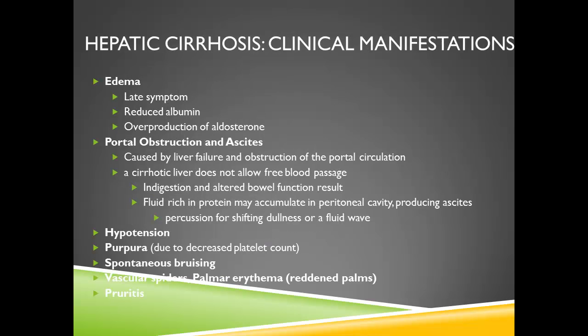Some clinical manifestations of cirrhosis include edema, which is a late sign, reduced albumin, overproduction of aldosterone. Portal obstruction and ascites occurs, caused by the liver failure and obstruction of the portal circulation. Hypotension, spontaneous bruising, vascular spiders, pruritus, just some of the manifestations of hepatic cirrhosis.